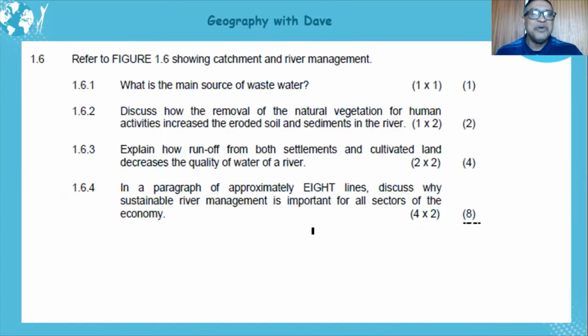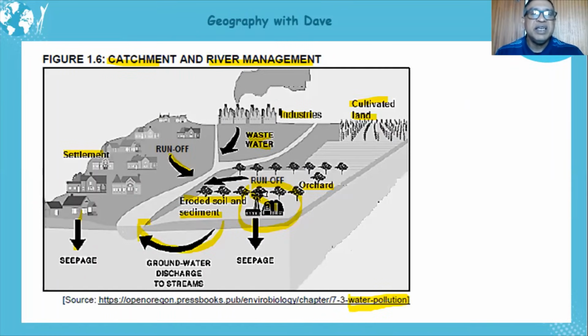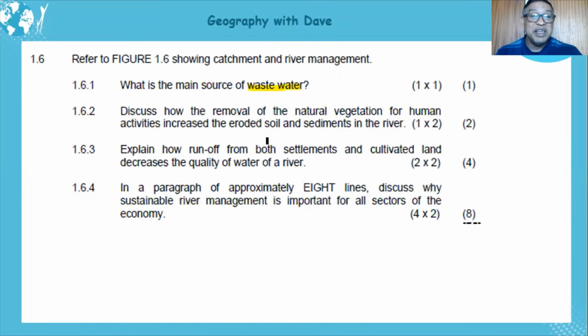Okay, so let's go. What is the main source of wastewater? And if I look here, it's the industries. Can you see it? A simple question. We can't lose those marks, learners. We can't. These are the ones that we can fly through straight from there. And let's look at the answer.